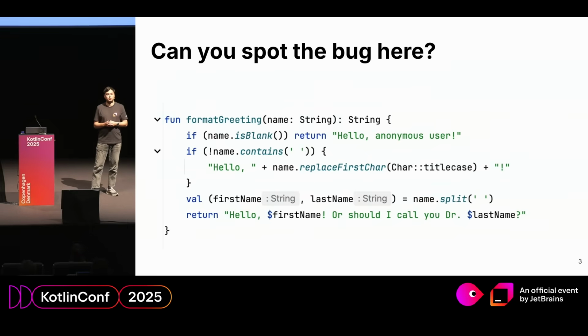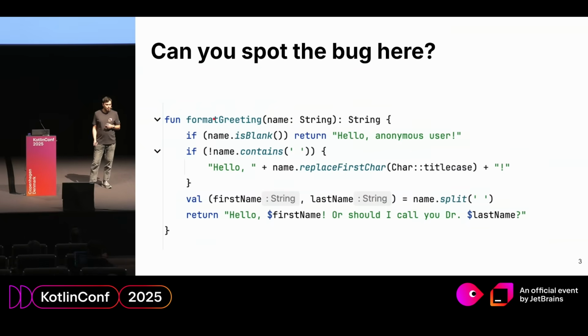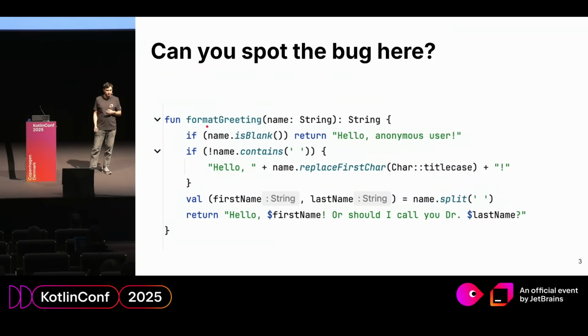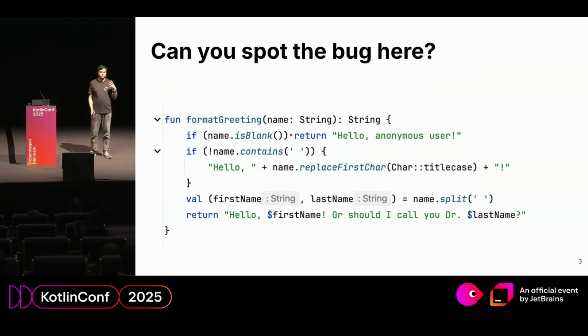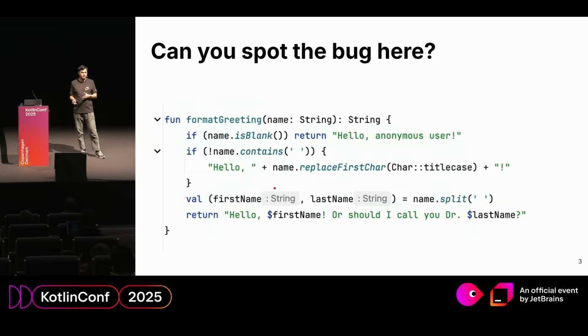So let's dive into this small piece of code. We have a function called formatGreeting, and it accepts some kind of name, which is just a string. If this name is blank, then we should say hello anonymous user. If this is a simple name that doesn't contain any spaces, then we say hello and the name. And if it is some complex name with probably a first name, last name, or something like that, we format a more complex greeting. So raise your hand if you already spotted the bug in this function.